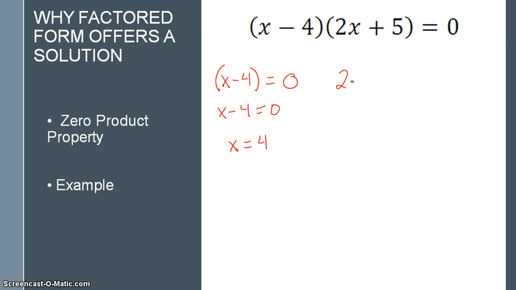If I assume the other part is 0, subtract 5 from both sides, divide by 2, I find out that x is negative 5 halves. So the value x equals 4, or the value x equals negative 5 halves, will make this statement be 0. So these are my two solutions of my quadratic function, because they each make the quadratic function equal to 0.